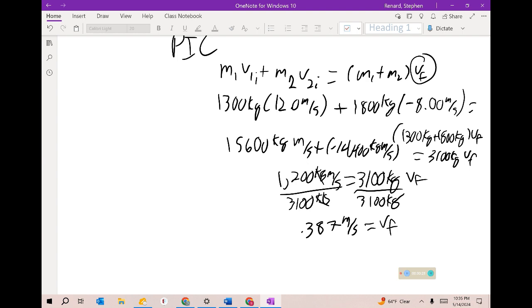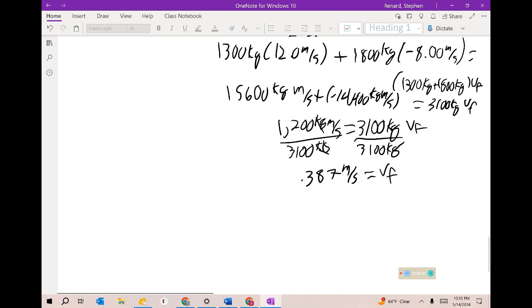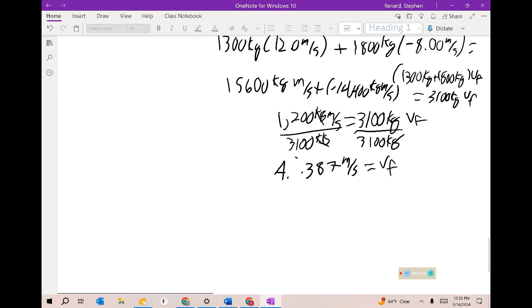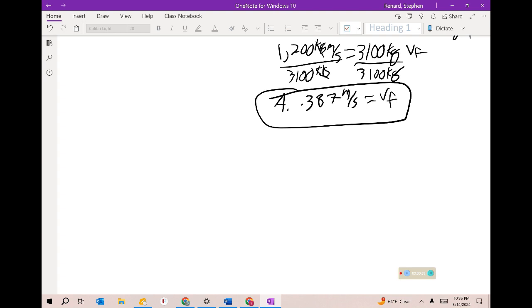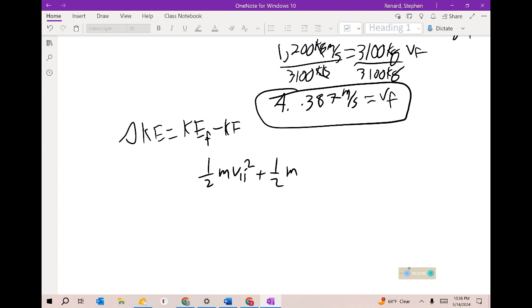Okay. Now, so that's part A. B, loss of kinetic energy. Remember, kinetic energy looks like this. So what we do, we know the change in kinetic energy equals the kinetic energy we end up with minus the kinetic energy we started with.